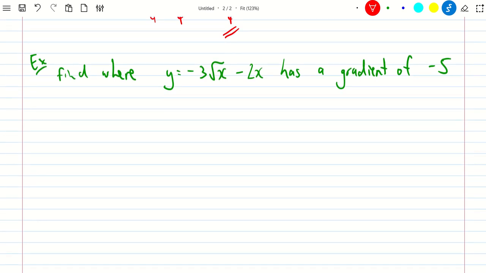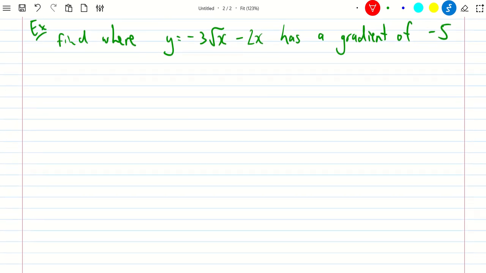Last question for this video. Find where this function has a gradient of negative 5. Okay, so again, the gradient comes from the derivative. And so we need to find the derivative, and we just solve where the derivative is equal to negative 5. Okay, so let's do it. Again, I'm going to rewrite the function so it's written in powers, like this, x to the half, rather than having root x, because it's just hard to think about when it's written like that. So there's my rewritten function.